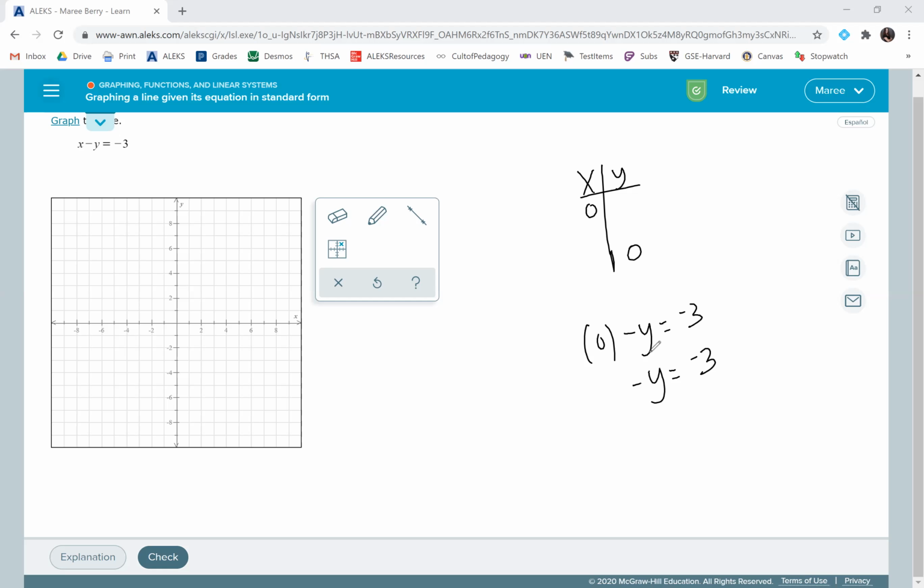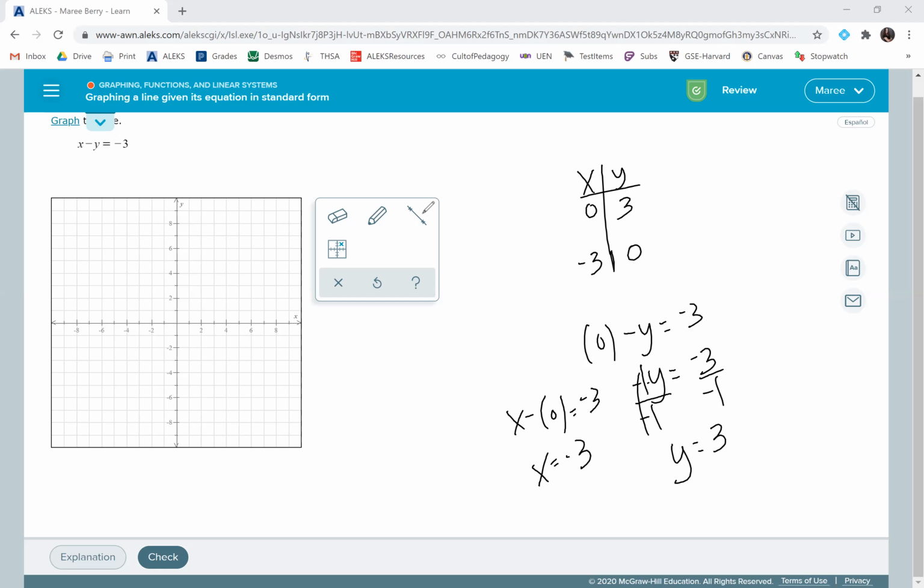Or you can look at it this way. This is kind of how I like to look at it. This is -1 times y. But we don't want -1 times y. We want +1 times y. So we can divide by -1, which is how we solve for equations anyway. This becomes a positive y. This becomes a +3. So y would be 3 when x is 0. And then when we plug in 0 for y, we have x minus 0 equals -3, which means x is -3.